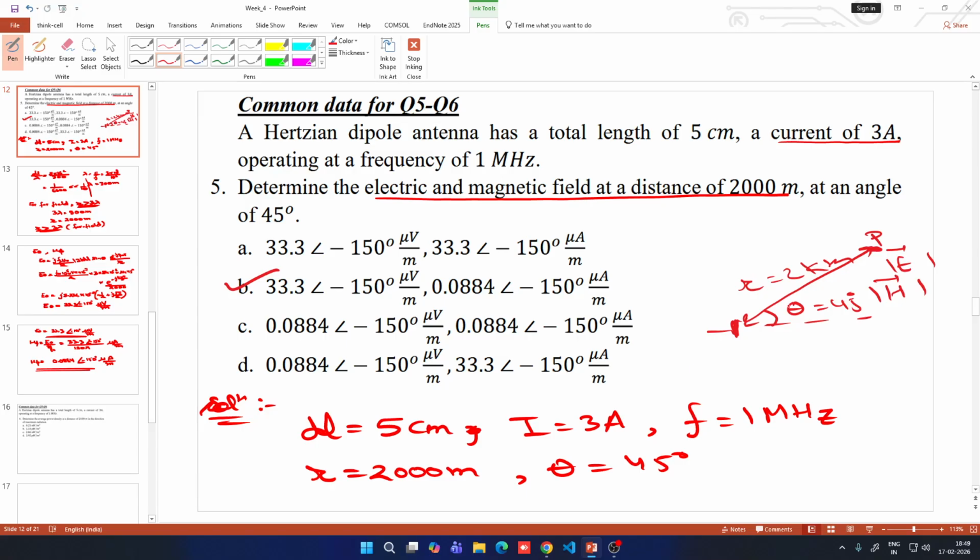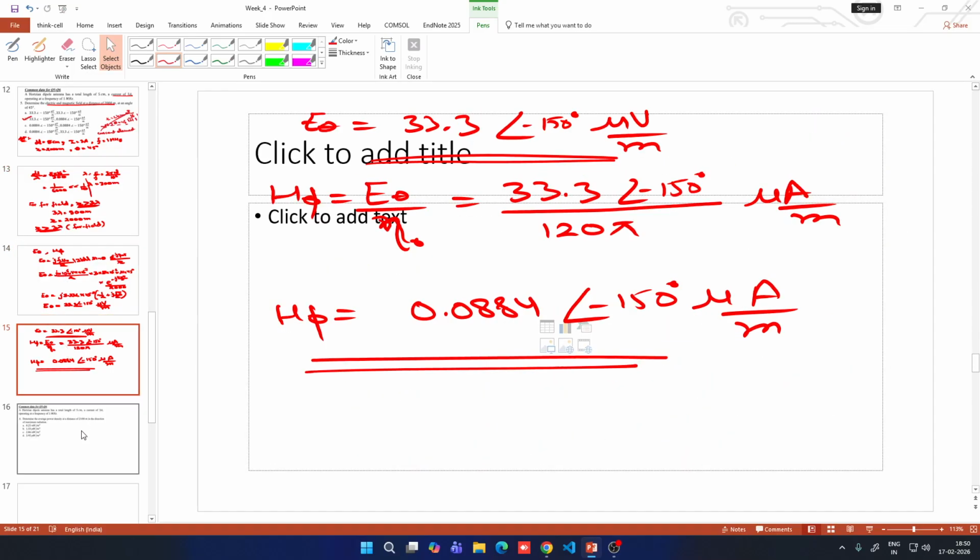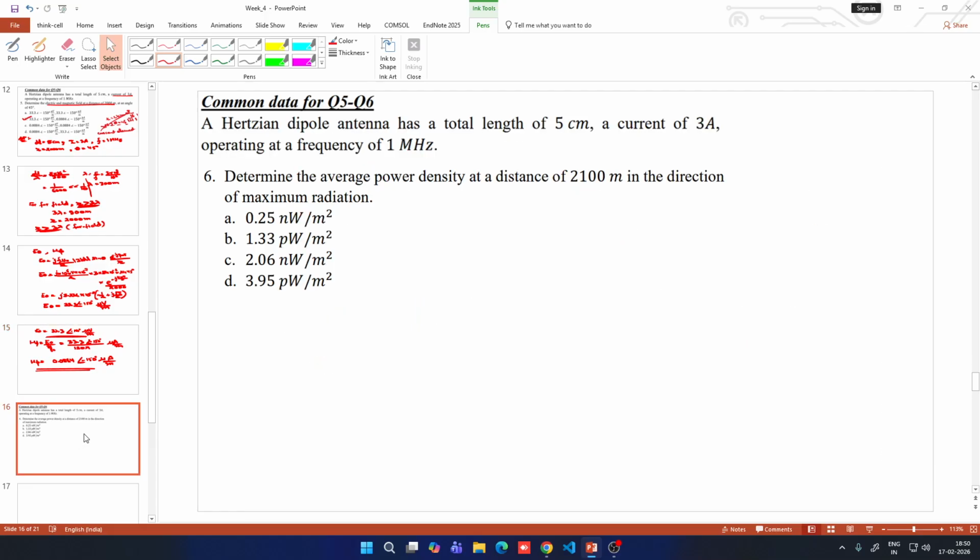First we have to find out if this point P lies in the far field zone or near field zone of this current element. So that's what we have done here, and we have calculated the E field and H field.